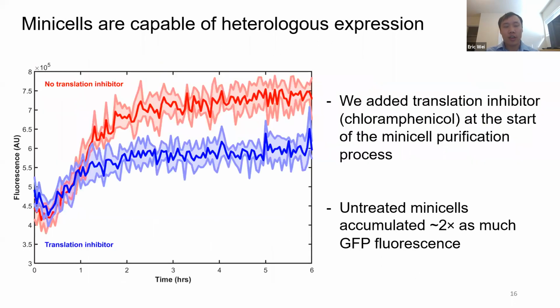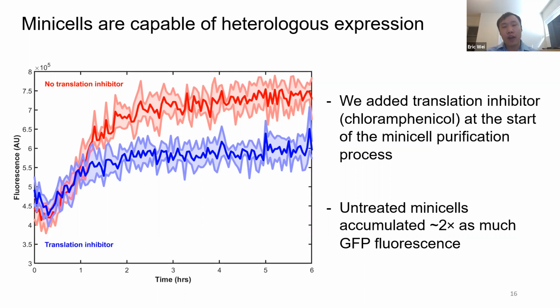In order to answer whether mini cells are capable of heterologous gene expression, first we grew up the mini cells with the GFP plasmid in the progenitor cells. Then, at the start of the mini cell purification process, we added a translation inhibitor, specifically chloramphenicol. Therefore, when you add the translation inhibitor at the start of purification, any accumulation of GFP signal would not be due to new synthesis of GFP off the plasmid inside the mini cells.